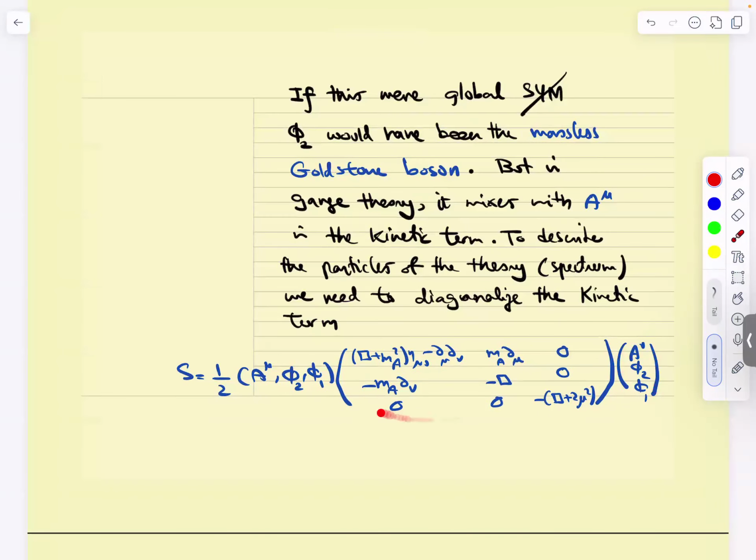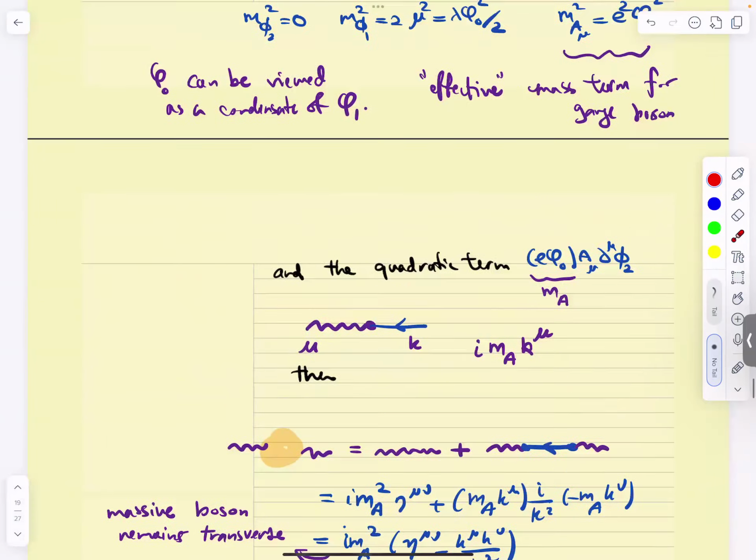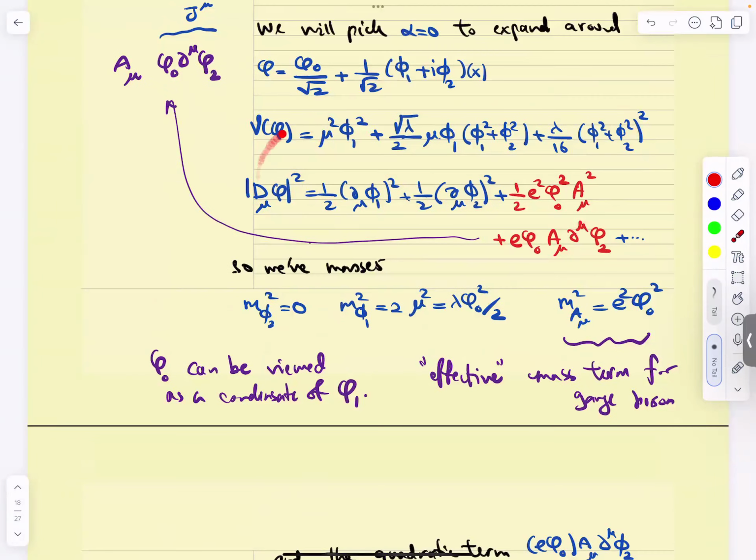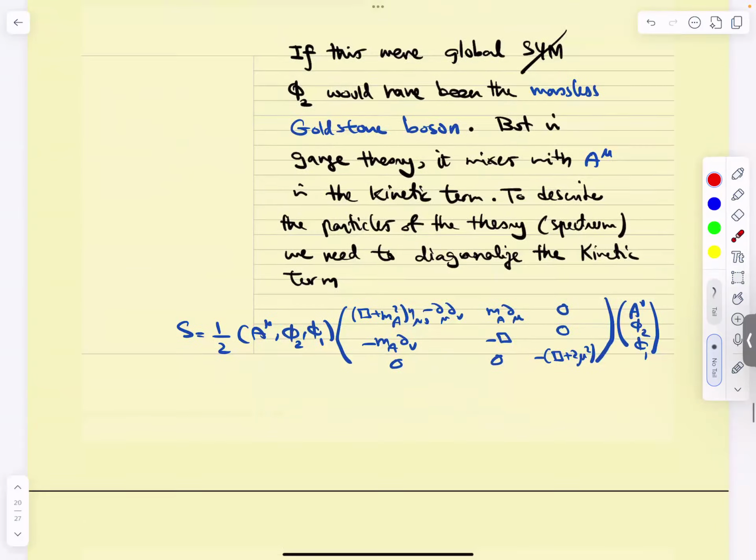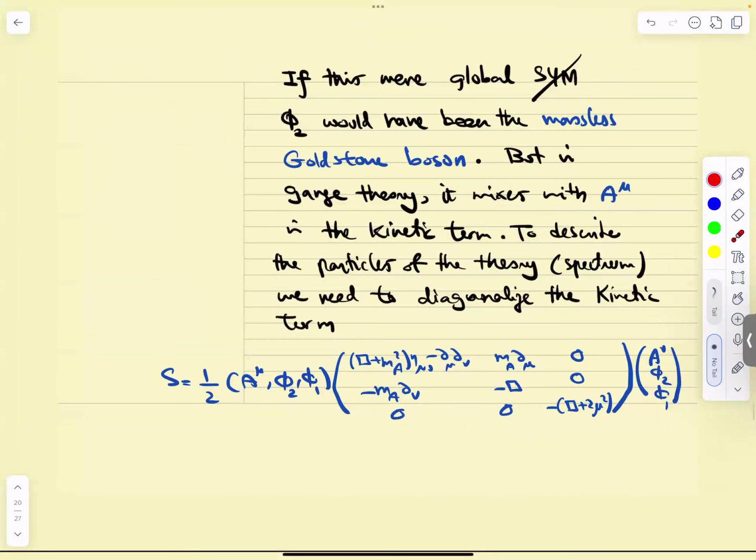So here's what the mass matrix is literally, just by expanding this Lagrangian to second order. I'm just taking out all the kinetic quadratic terms. Here's what it looks like. There is this term as a mass term for A mu. There is this term that mixes phi 2 and A mu. Of course, phi 2 itself is massless. And then you have mass for phi 1. Is this clear?